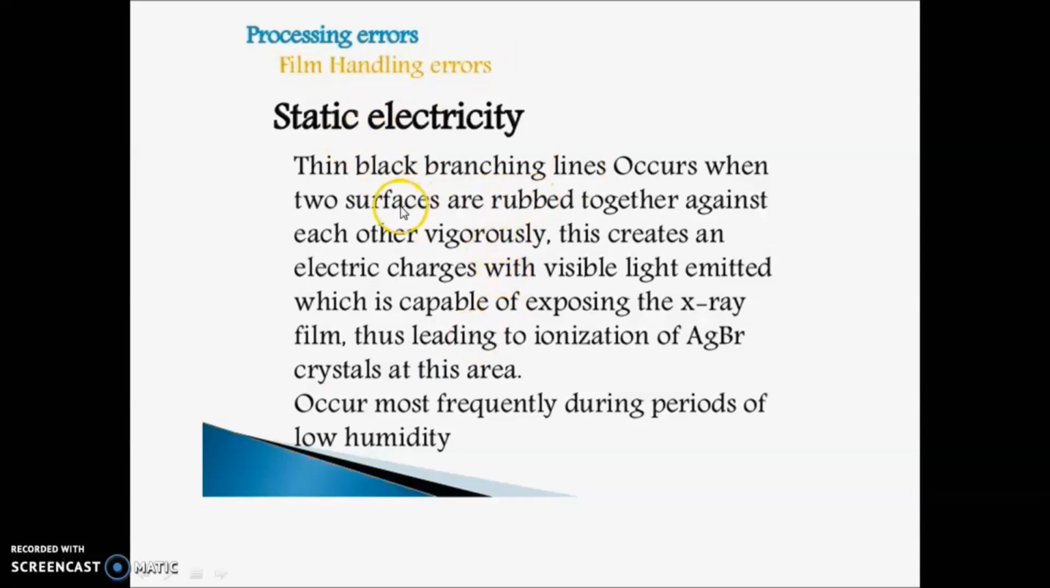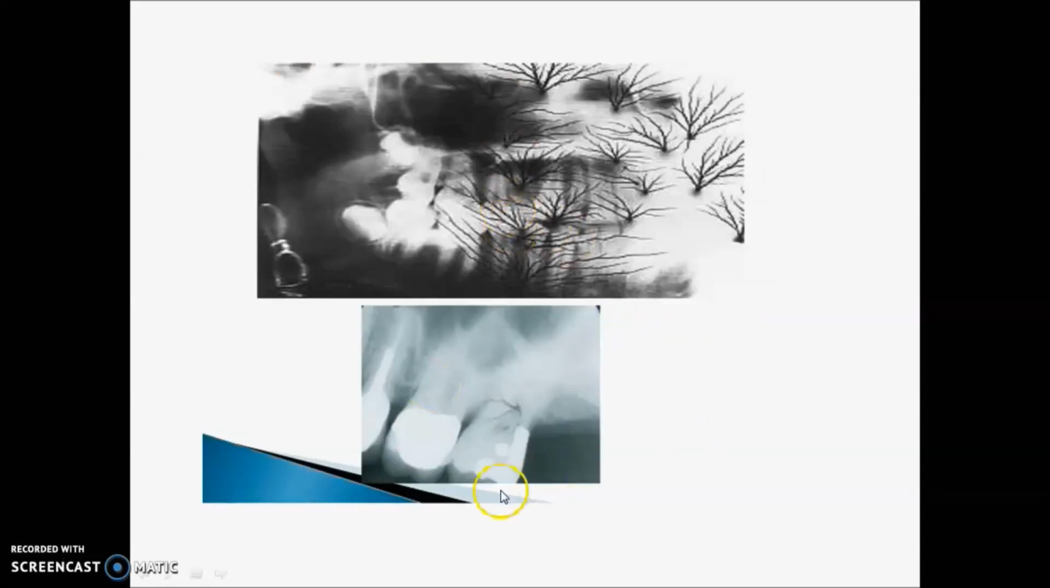Then aspirants, there are a few handling errors also, that is static electricity. When does it happen? When two surfaces of your X-ray film are rubbed together against each other, they create an electrical charge with visible light, and they expose your X-ray film, leading to such static electricity. So this is one of your handling errors.